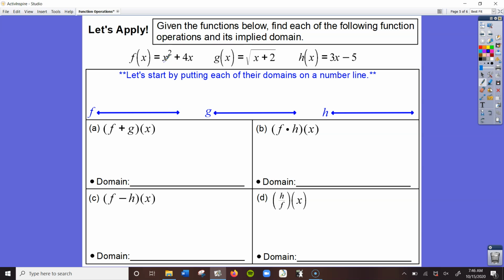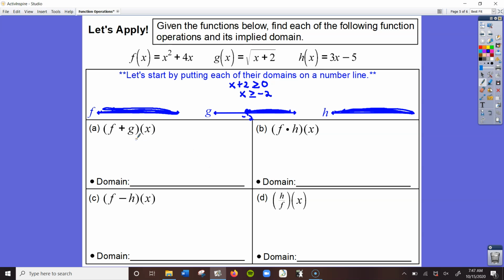So f is a polynomial type function. That means that it's all real numbers, so we would shade the entire number line. G is a radical, so x plus 2 has to be greater than or equal to 0, meaning that x has to be greater than or equal to negative 2. So I would put negative 2 on my number line, and everything is greater than that. Then h of x is another polynomial type function, so the domain would be also all real numbers.